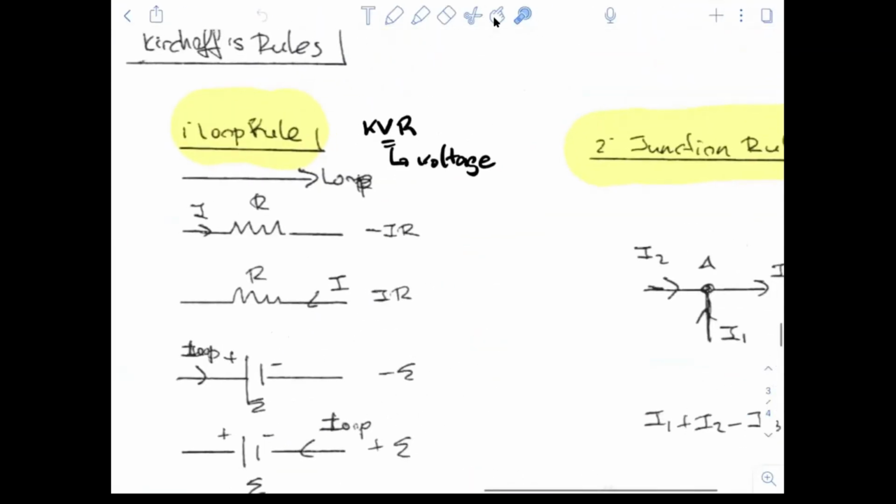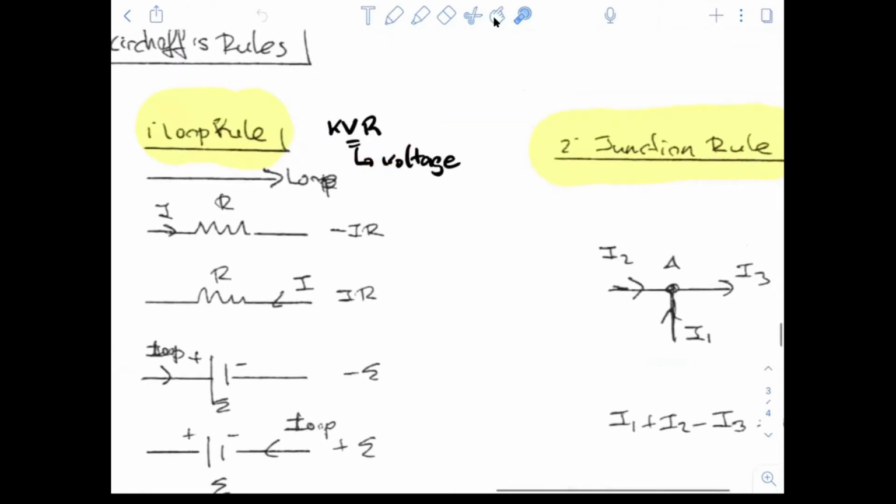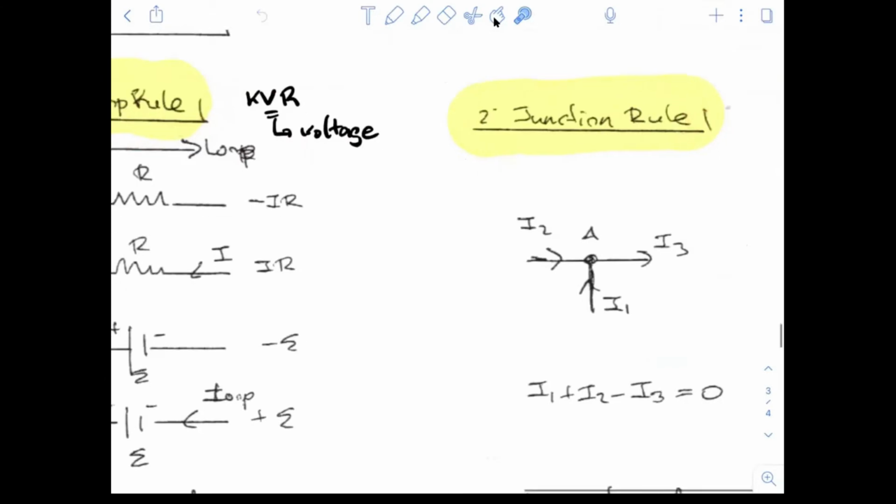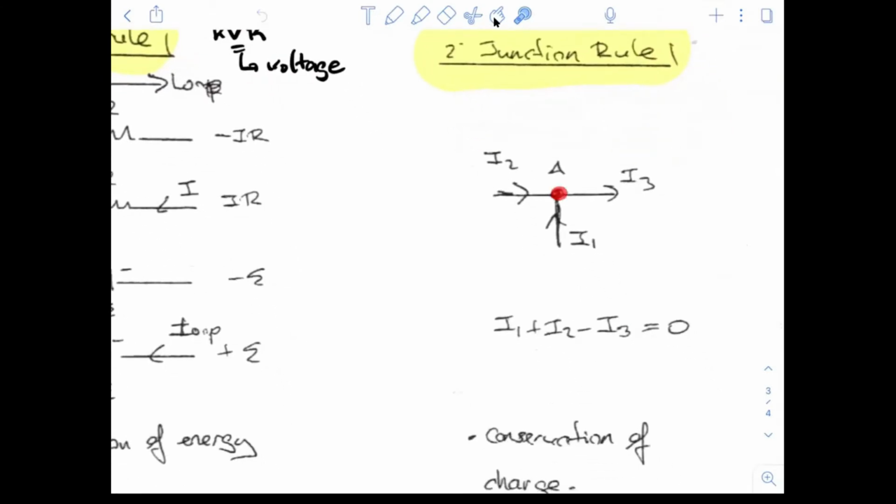This is Kirchhoff's voltage rule, based upon the loop rule. The next one is the junction rule. The junction rule, simply stated: here's your junction. This is the current going into the junction, this is the current going into the junction, and this is the current coming out of the junction. The total current going into the junction is going to be the same as the total current coming out of the junction.